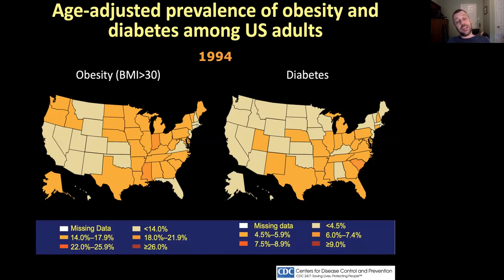Here are 2 maps of the United States. On the left, levels of obesity in the United States, and on the right are levels of diabetes. Essentially, the darker the color, the higher the number. The darker the color on the left, the more obese people live in that state. The darker color on the right, the people in that state have a higher incidence of diabetes. And what you see, looking at these 2 maps, is that there's some kind of correlation between obesity and diabetes, generally speaking. Now, this map is from 1994.